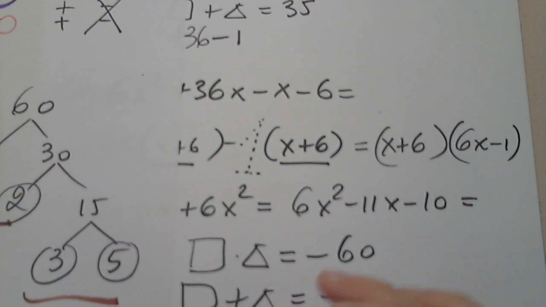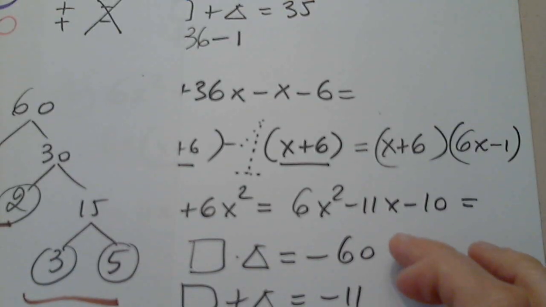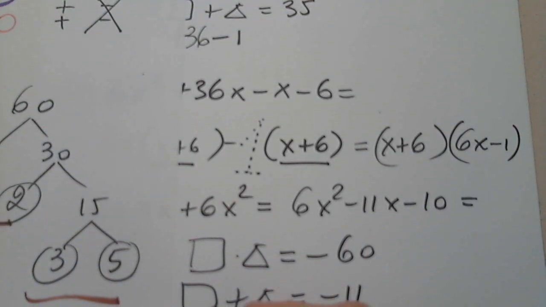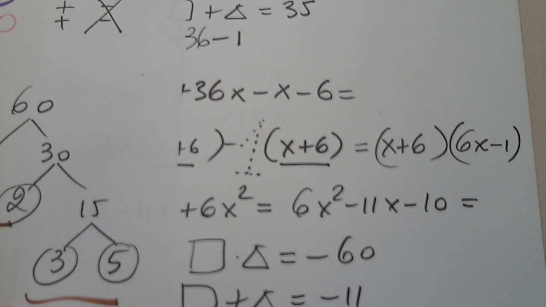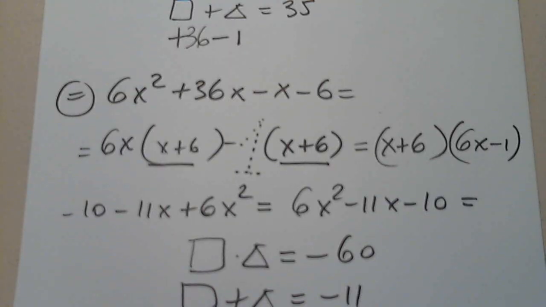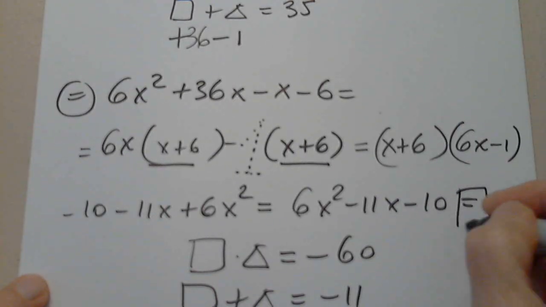The thinking process always starts with the product. The product is negative. Therefore, I need a positive and a negative. Positive 15 minus 4. So positive 15 and minus 4. Very good. So then I continue from here.